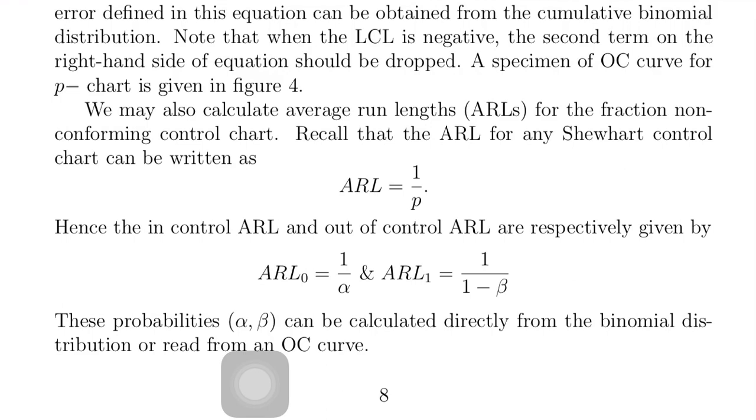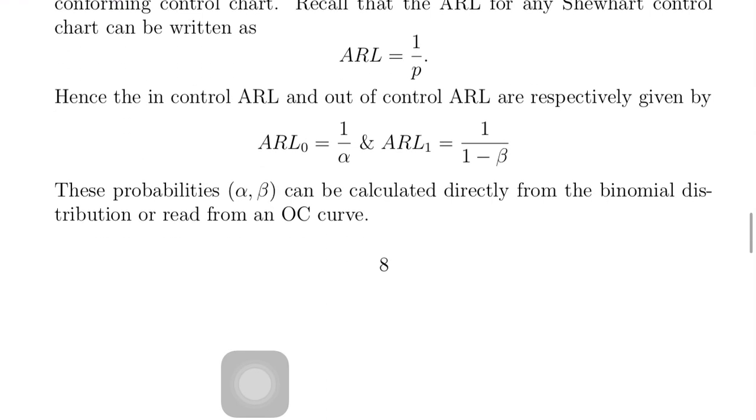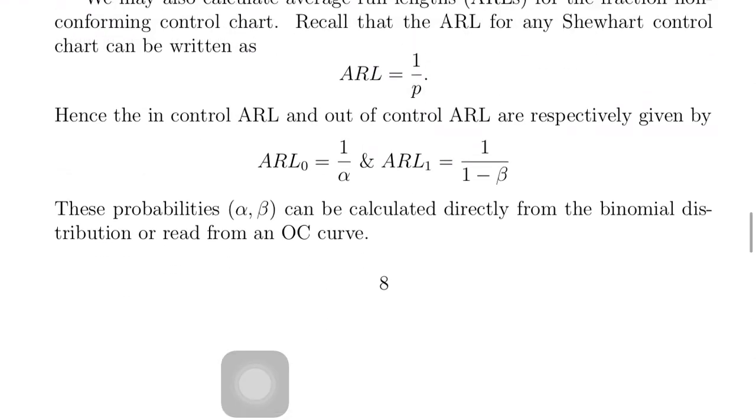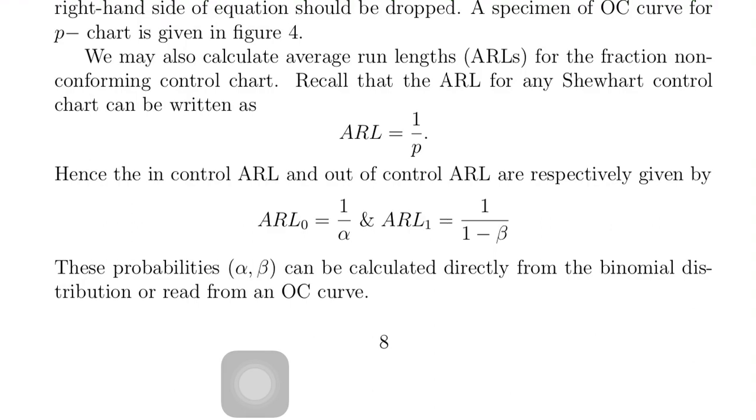And this alpha and beta can be calculated directly from the binomial distribution, or you can read the values from a particular OC curve. Okay, now these are the things regarding the performance measures of a control chart. And here we have derived these expressions ARL naught and ARL 1 for the fraction defective control chart or P chart.